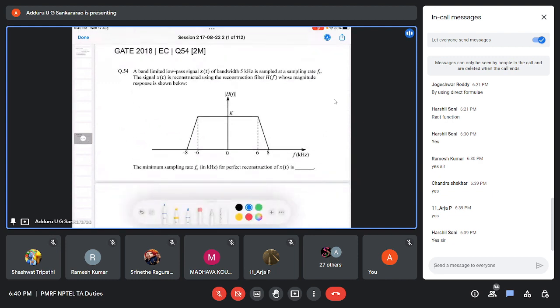This question was given in GATE 2018 in ECE for 2 marks. The question is, a band limited low pass signal x of t of bandwidth 5 kHz is sampled at a sampling frequency fs. The signal x of t is reconstructed using a reconstruction filter H of f whose magnitude response is given below. So the minimum sampling rate required for perfect reconstruction of the signal is.